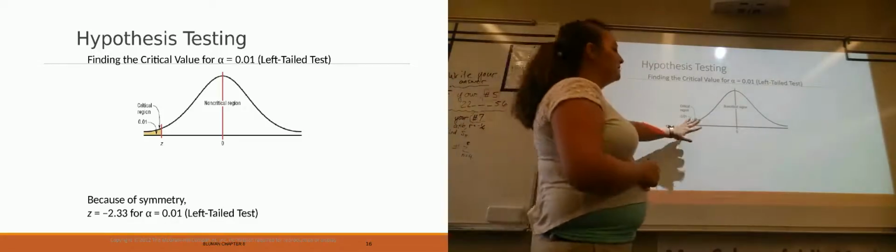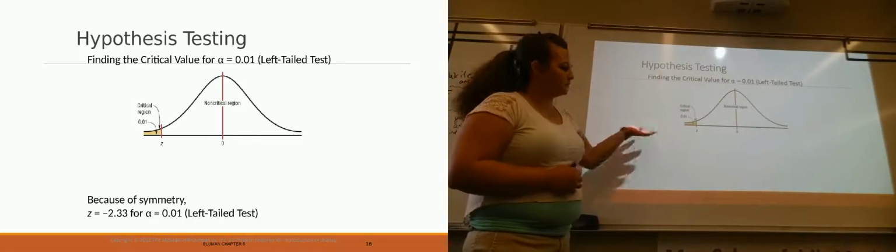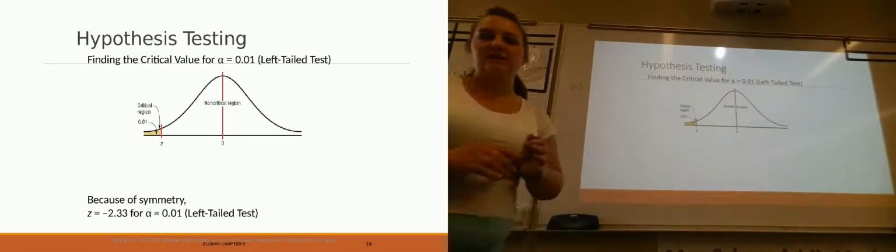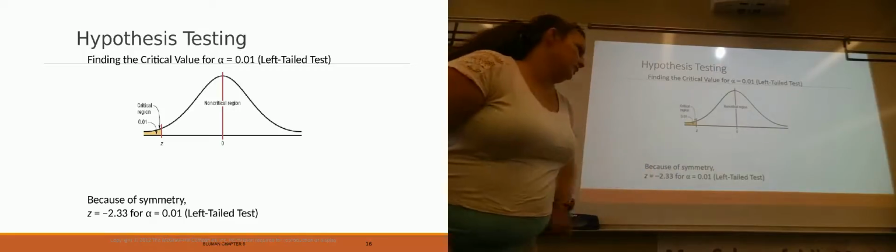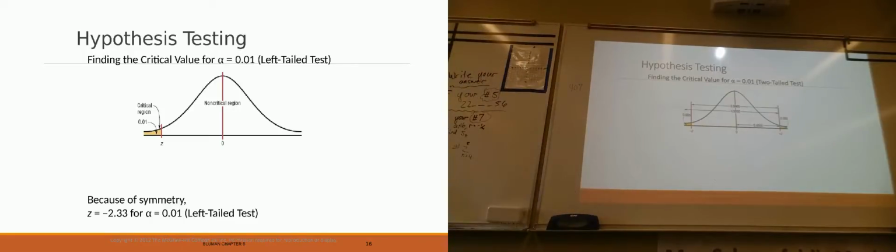Left-tailed test, bottom 1%. Bottom 1% looks like that. And we're doing the same thing, negative 2.33 for the z-score.